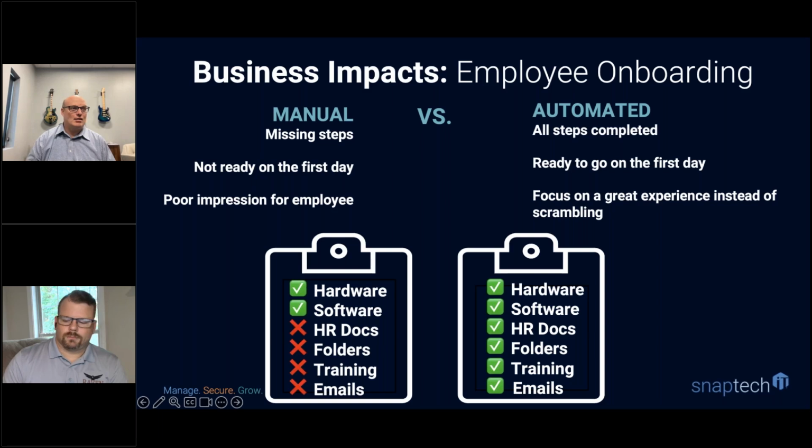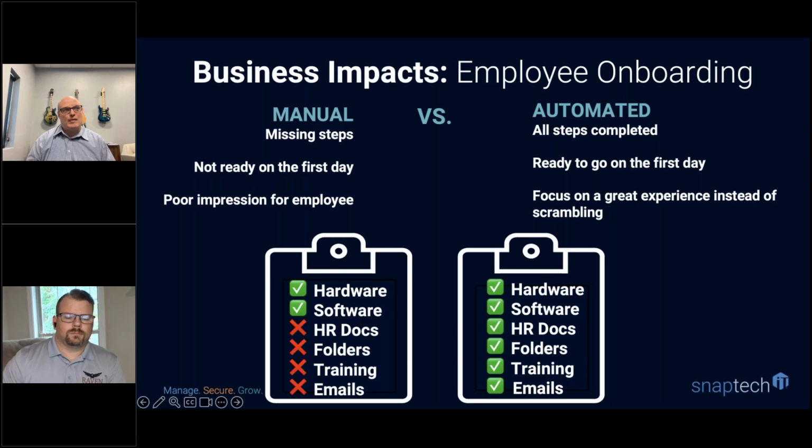And these are things like getting their computer set up and the software installed, but also making sure you're remembering all the various other steps: their email signature, any documents that they need to sign, setting up folders and access, getting any training done that they need to do, making sure that they're ready to go with their email tools, and so forth.